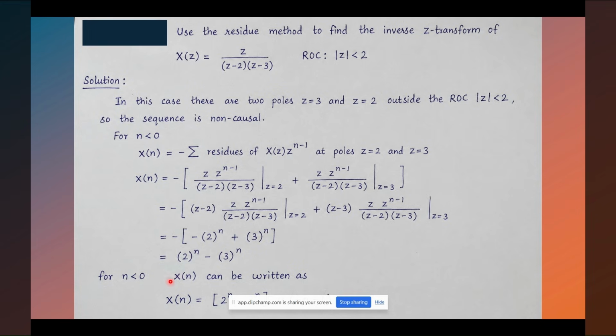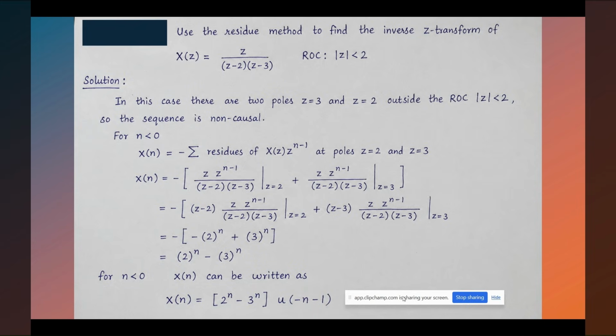So since it is a left hand side sequence, what we do is we multiply with u of minus n minus 1. Got it? The thing you have to observe is what type of sequence it is, left hand or right hand sequence. If it is a left hand sequence, we have to give minus. If it is a right hand sequence, we have to give plus. Here, since the ROC lies inside both the poles, we give minus for both residues. So that's why we take it as common. Got it? All other things are easy, direct mathematics.